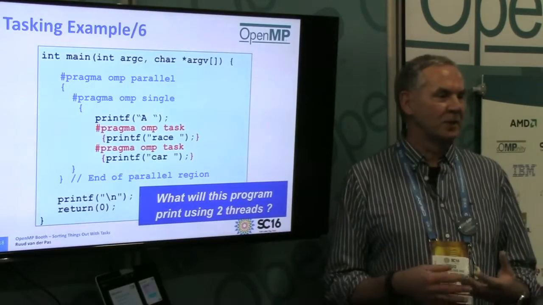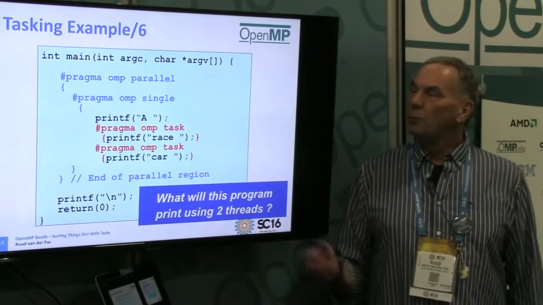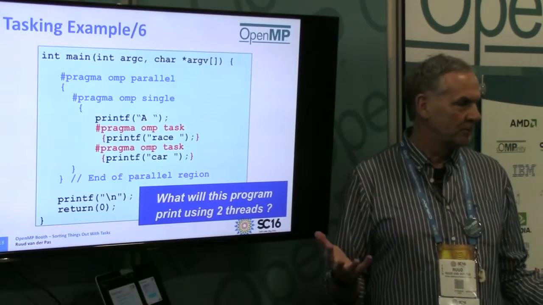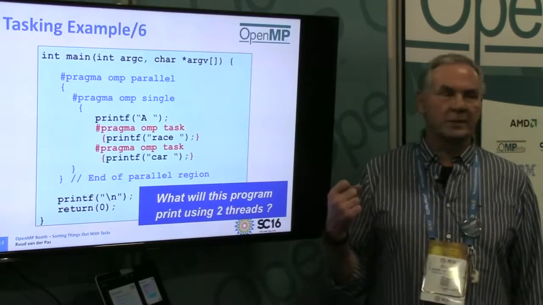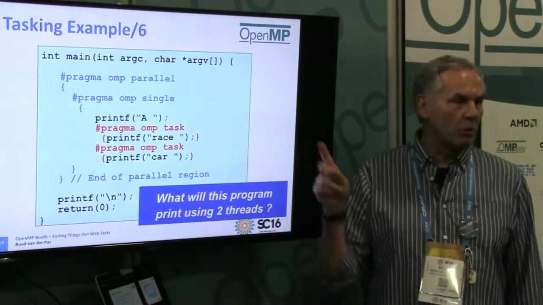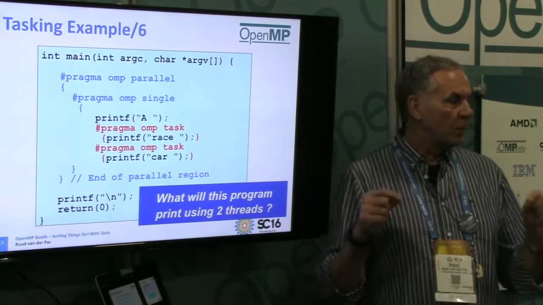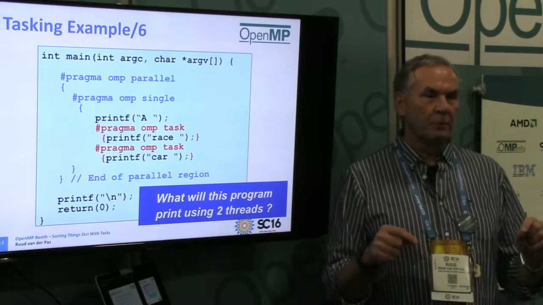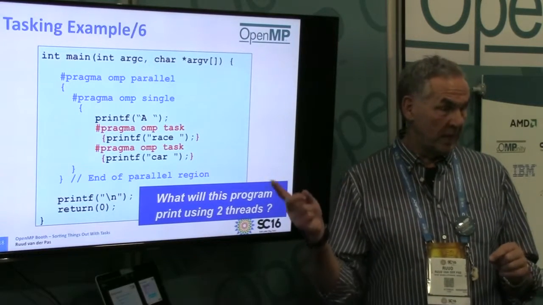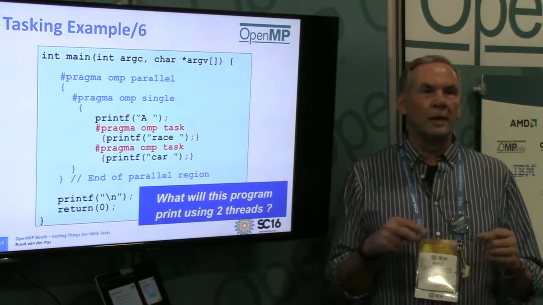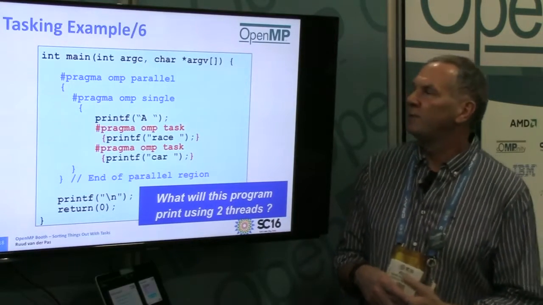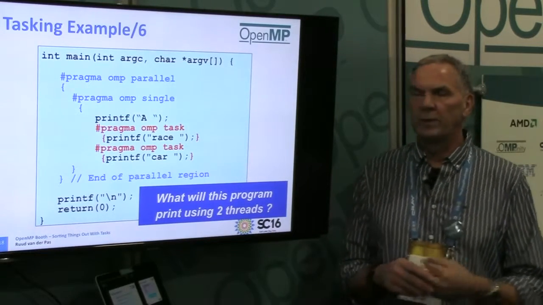Well, this is where tasking comes in. What we could do, we could make printing "race" and printing "car" each a task. Now there's a funny thing here. That's one of those confusing things. Note that I still have my OMP single, because I want one thread, and I'm going to slow down a bit here. I want one thread to generate those two tasks. Otherwise, on two threads, I'll have four tasks, or two times the number of threads that I have. So that's not what I want.